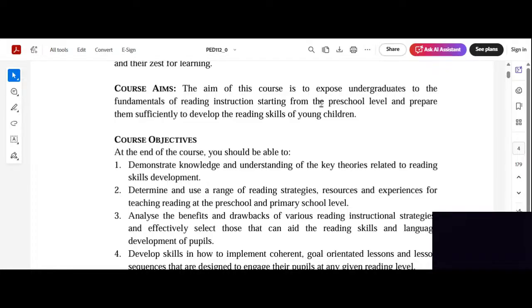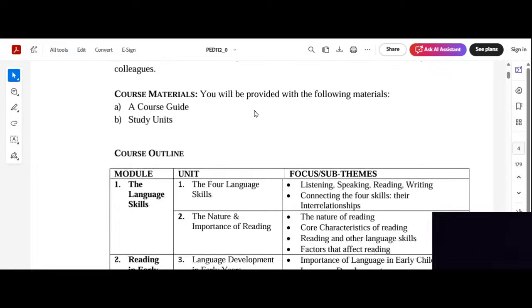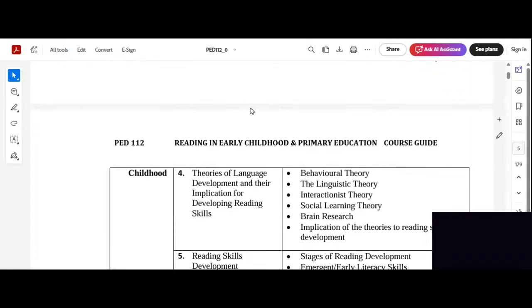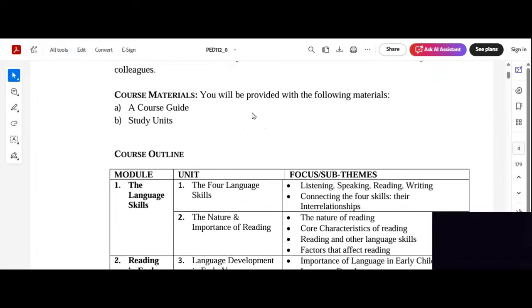The aim of the course is to expose undergraduates to the fundamentals of reading instruction, starting from the preschool level, and prepare them sufficiently to develop the reading skills of young children. It's as simple as that. Straightforward, concise, and straight to the point. So you can get the ideas of what we'll be doing from this.